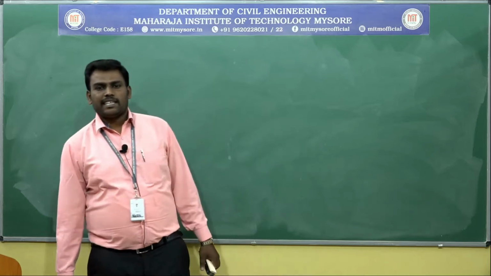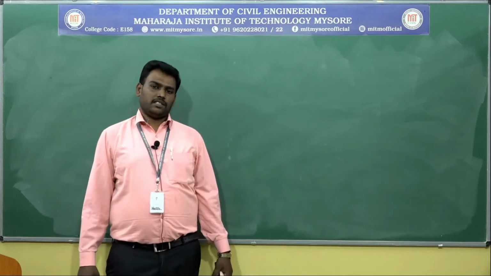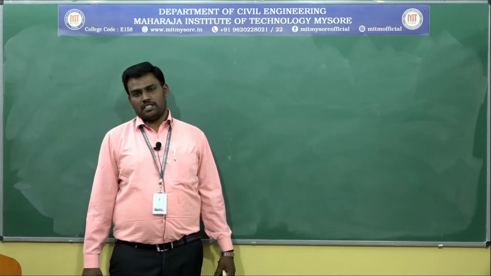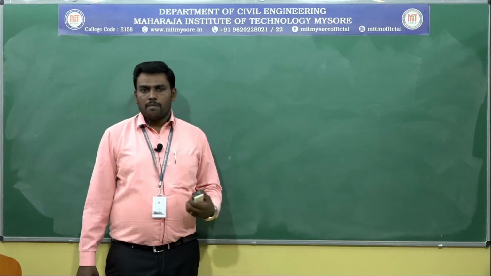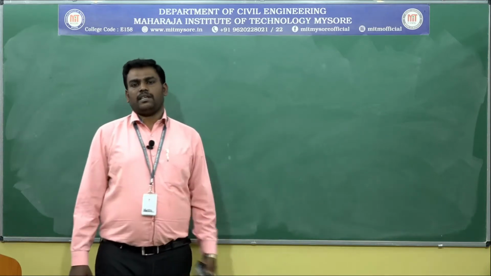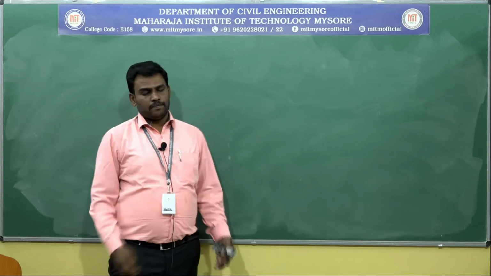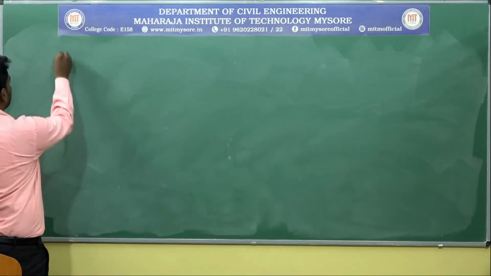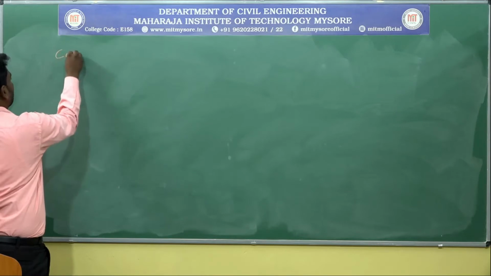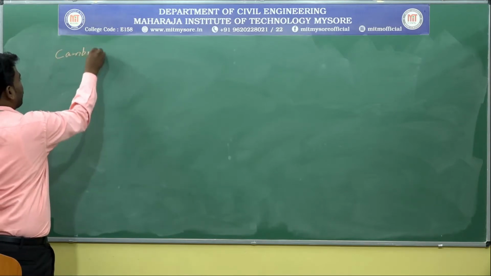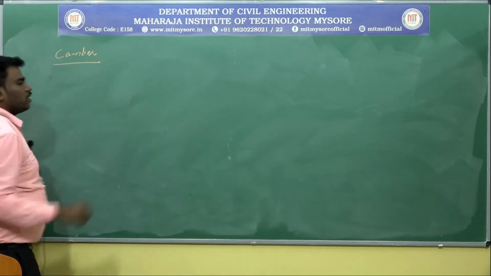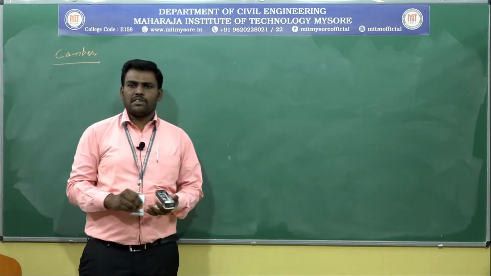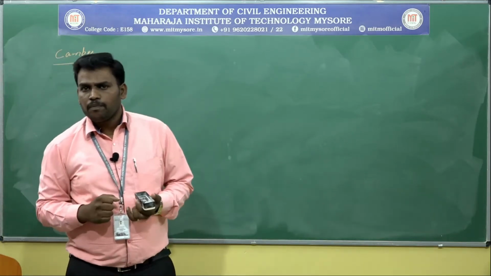I completed the second element of highway cross section, that is pavement surface, in the last session. Now I am proceeding with the next element, that is camber. First you may get the definition of camber.